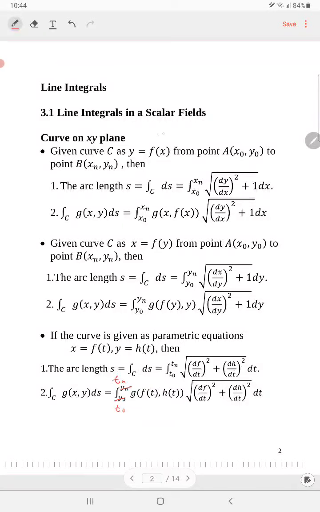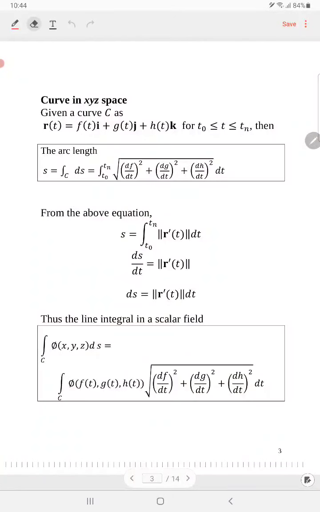Okay, so you change everything in terms of t. That is for line integrals on an xy plane. So you have three choices: either change everything in terms of x, or change everything in terms of y, or change everything in terms of t, depending on how your curve is given. But if your curve is in xyz space, you have no choice. You have to change everything in terms of t, because for a curve in xyz space, the curve will be given as a vector valued function or as a parametric equation.